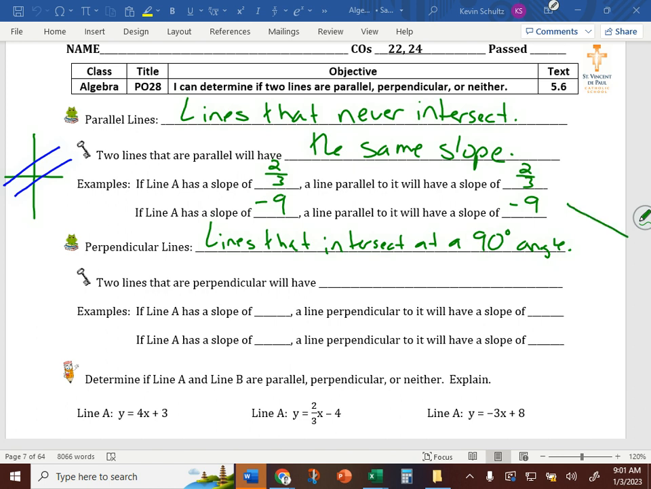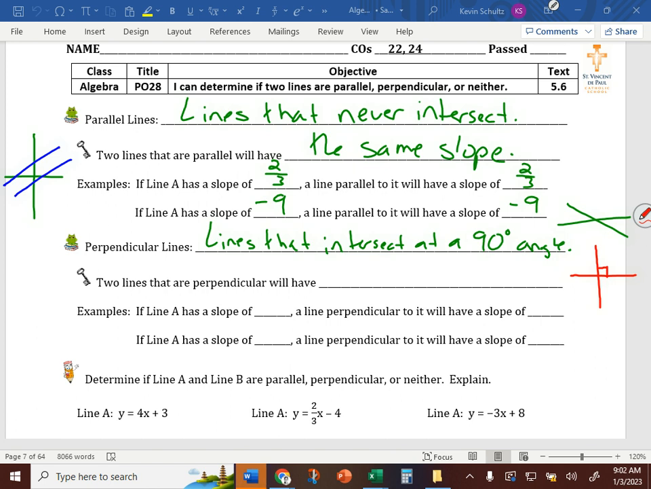So not only lines that intersect, right? Those lines intersect, but they're not perpendicular because the angle that they make is not a right angle. It's not 90. A right angle, as you know from previous geometry, is straight up and down, okay?